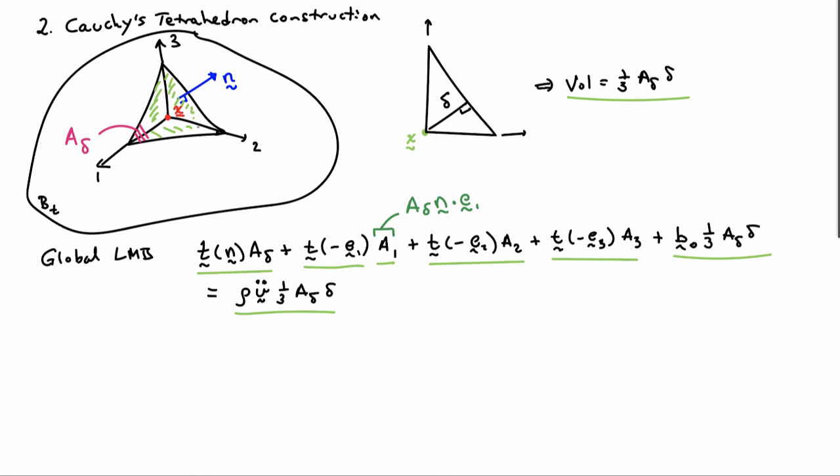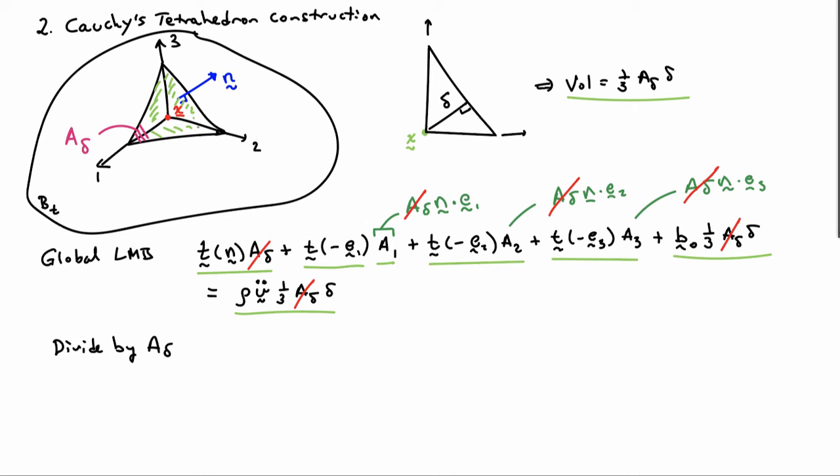It's useful to note that A1 is equal to A delta times the dot product of the normal vector n with E1. And in a similar fashion, A2 is A delta n dotted with E2, and A3 is A delta n dotted with E3. So that's kind of a convenient thing to notice.